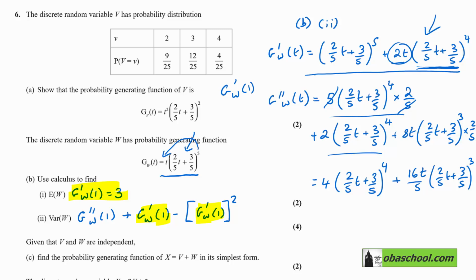And we're interested in G''_w of 1. So this is all going to become 4 because we have 2/5 plus 3/5 inside the bracket.